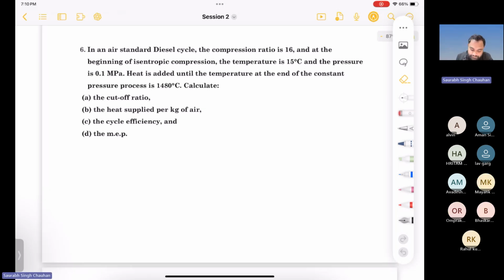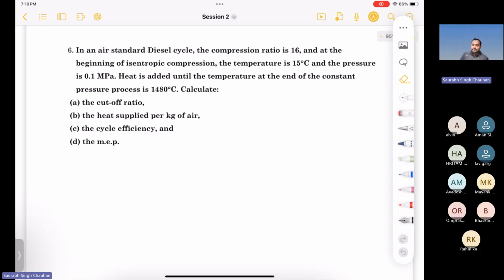Question number 6 says, in an air standard diesel cycle, okay, this is diesel cycle. Air standard diesel cycle means that your working fluid is air, and air is assumed to be an ideal gas, and the composition is constant, of course, because that is air. But in the real case, it is not constant.